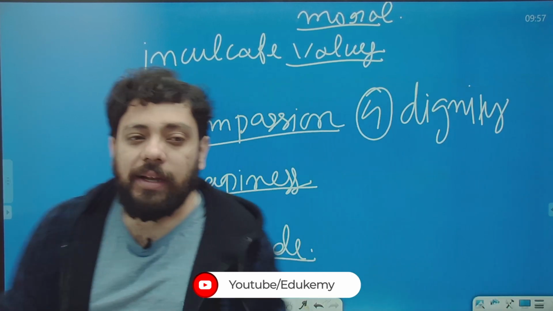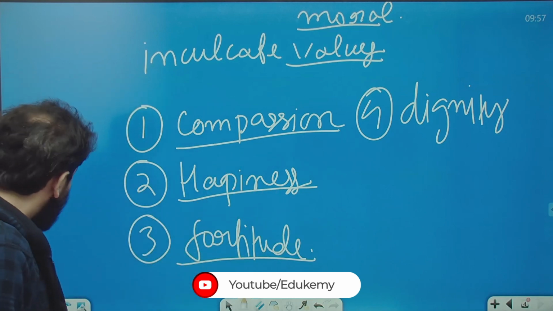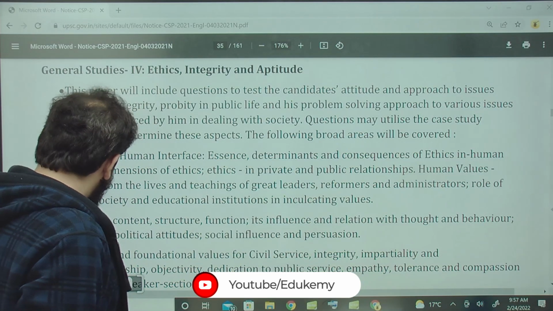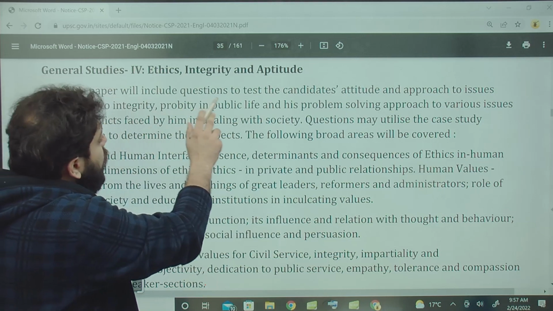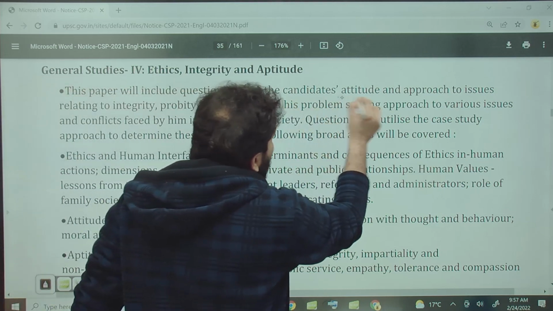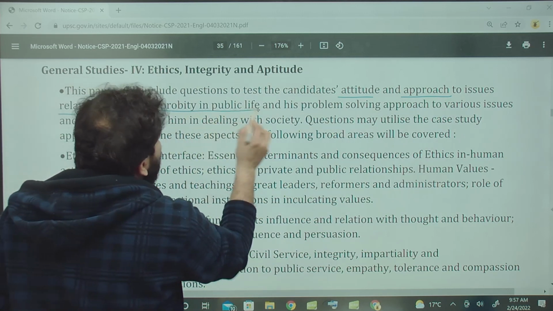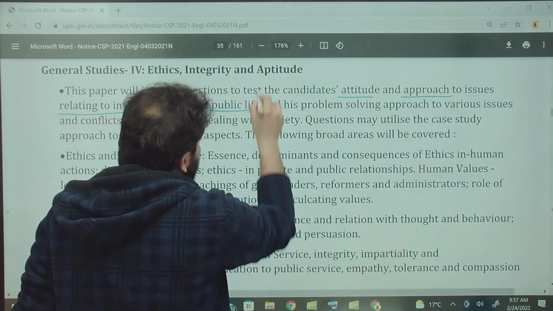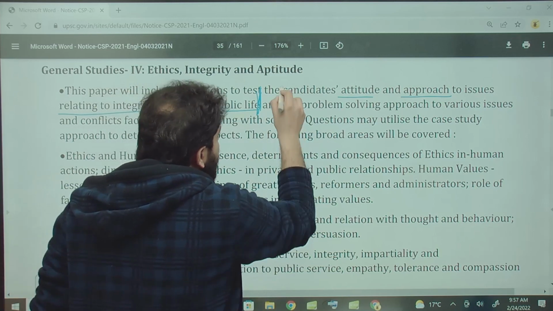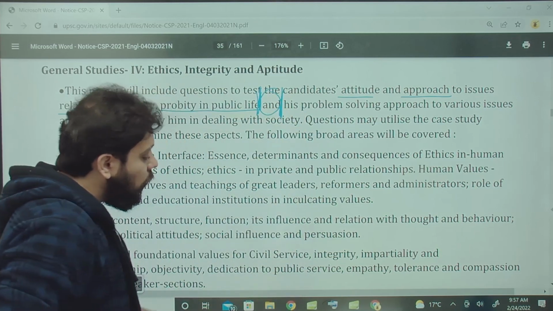These are the areas which are going to be covered in this particular part of the syllabus, in which it is said this paper will include questions to test the candidate's attitude and approach to issues relating to integrity, probity in public life. Right, till here. Now from the "and" part, the next part also begins.